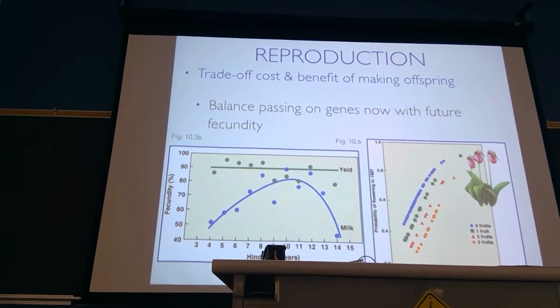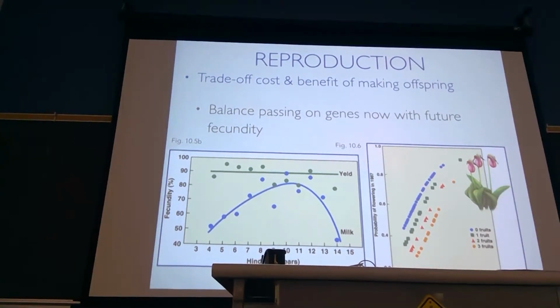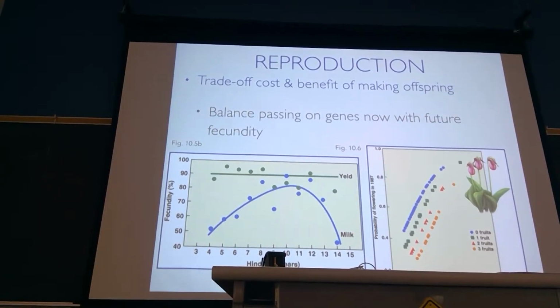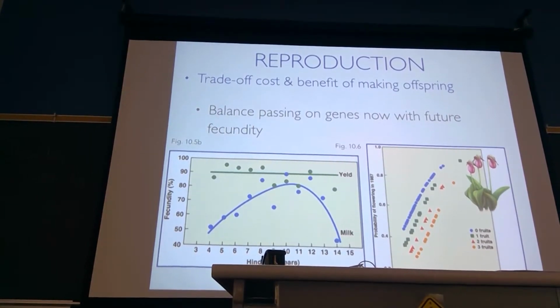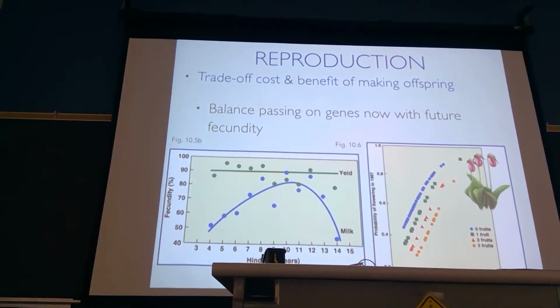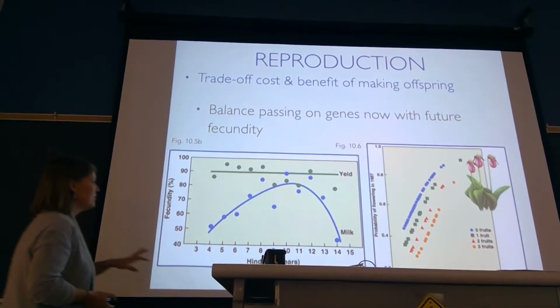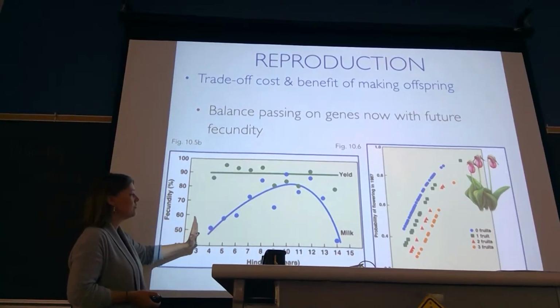And so how am I going to divide my resources? Am I going to put everything into reproducing now as much as I can, knowing that I will not have any more babies? Or am I going to do a little bit now and a little bit next year and a little bit in the future? And that has to be balanced too with this idea that if I reproduce, I have a greater chance of mortality.